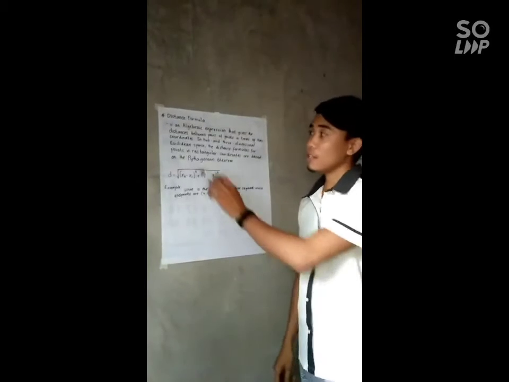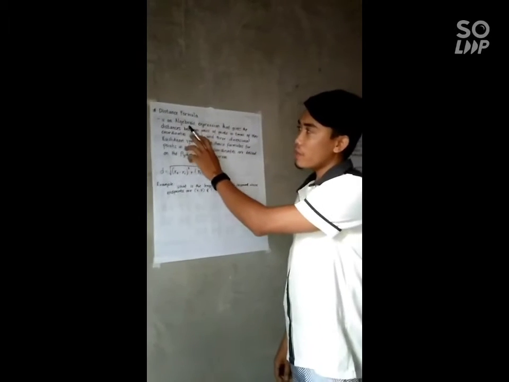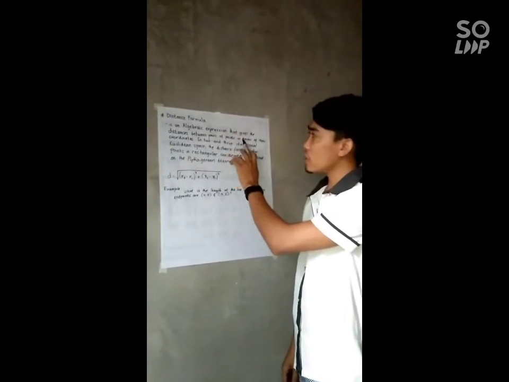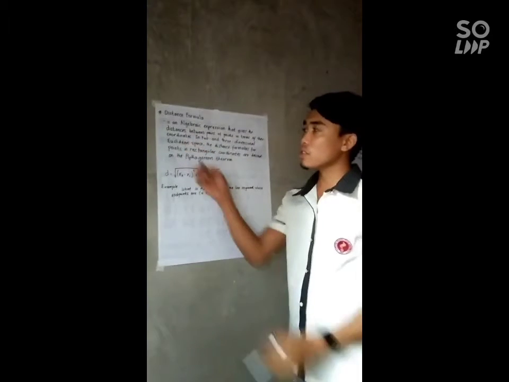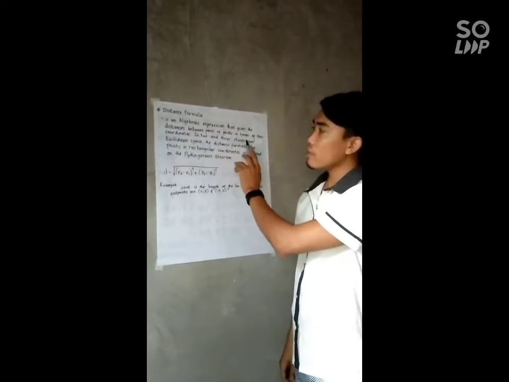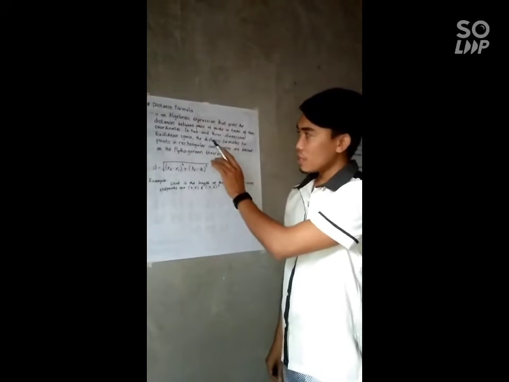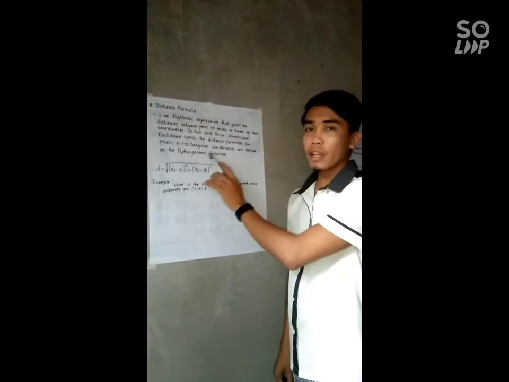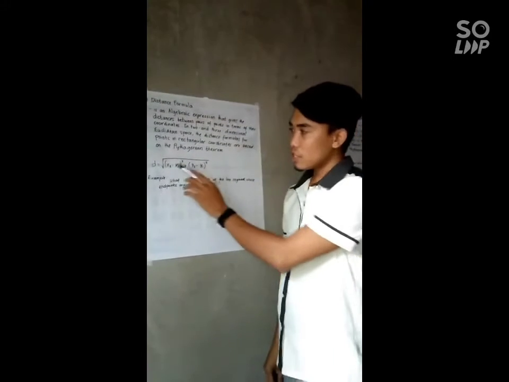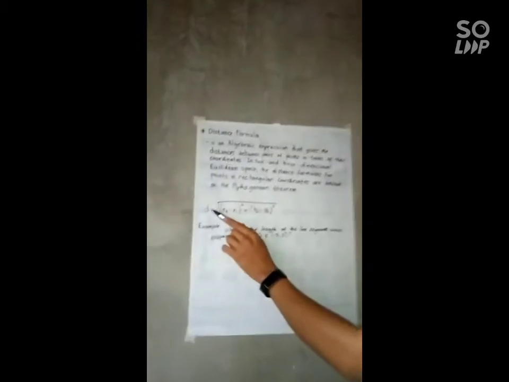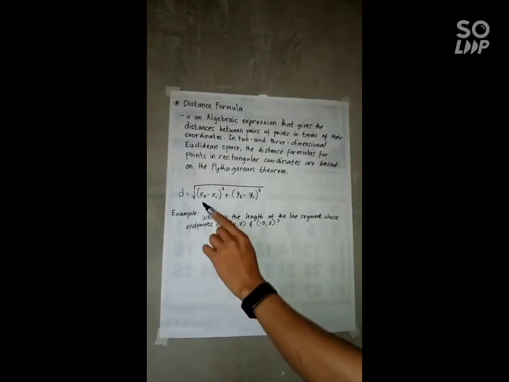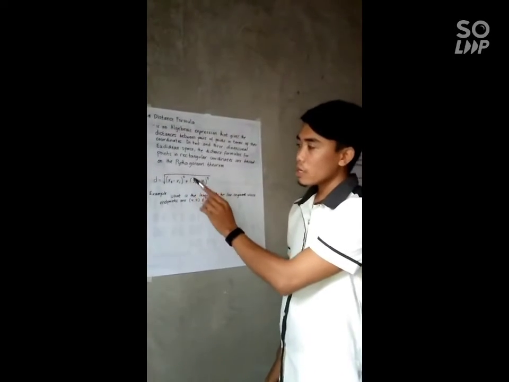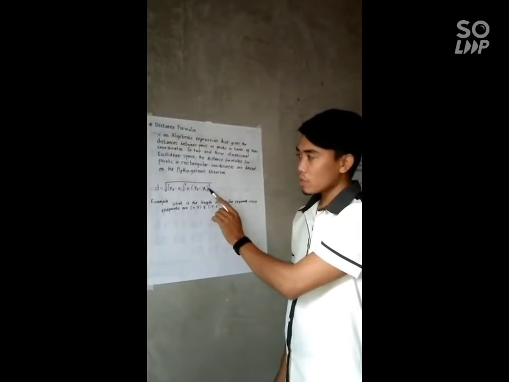Distance formula. Distance formula is an algebraic expression that gives the distances between pairs of points in terms of their coordinates in 2 and 3-dimensional Euclidean space. The distance formulas for points in rectangular coordinates are based on the Pythagorean theorem. So, this is the distance formula. D is equal to square root of x2 minus x1 squared plus y2 minus y1 squared.